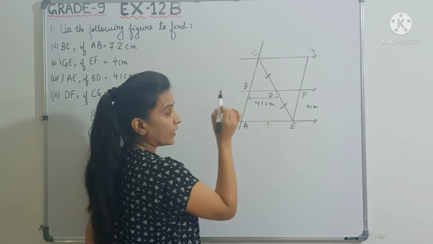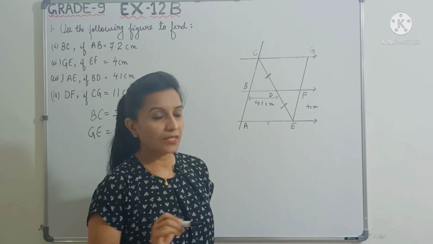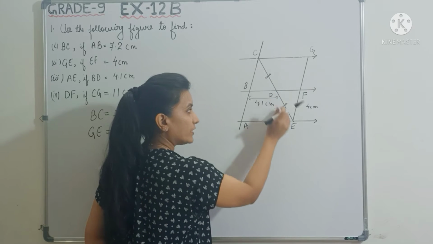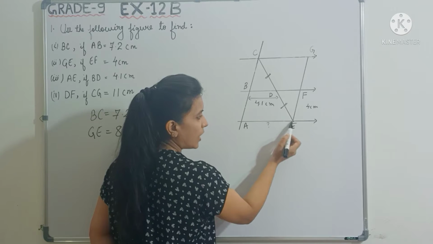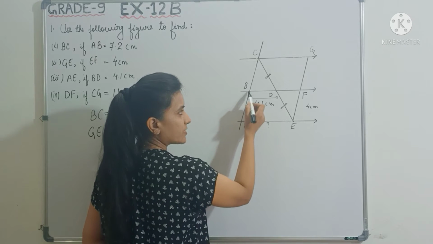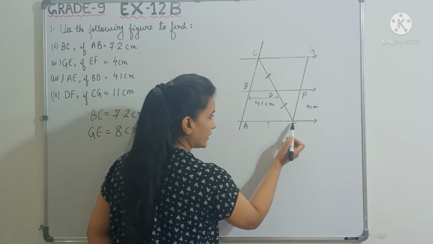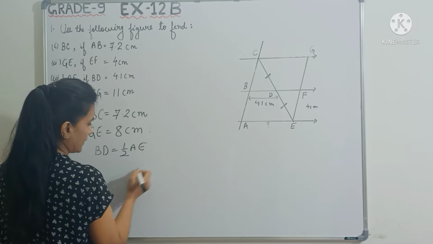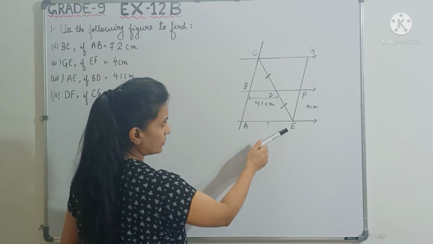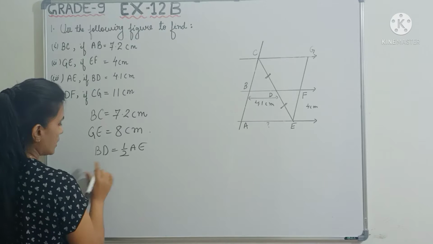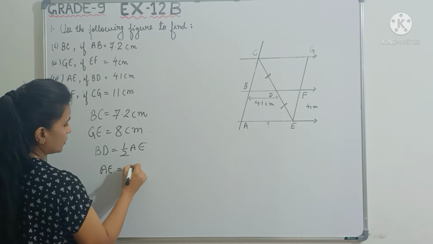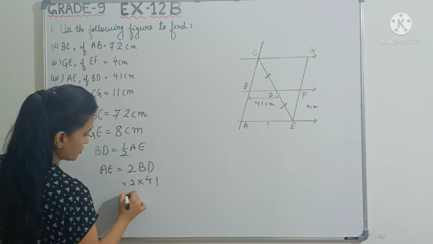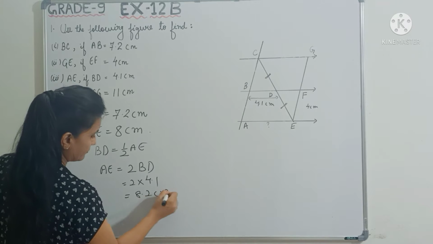Correct? So, according to the midpoint theorem, the line segment joining the midpoints of two sides of a triangle will be equal to half of the third side. It means BD will be equal to half of AE. Now AE you have to find out and BD is given. So from here AE will be equal to twice of BD, and BD is how much? 4.1. So this will be 8.2 centimeter.